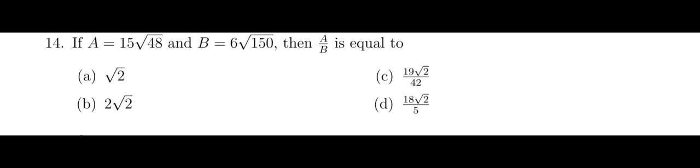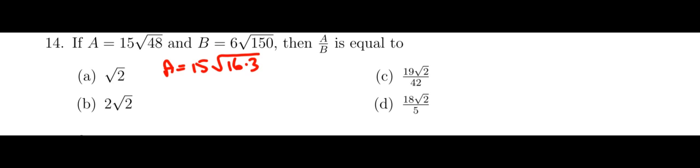So the question says, if A is equal to 15 root 48 and B is equal to 6 root 150, then A over B is equal to what? Okay, well, before I do that, I want to simplify this out a little bit. A is 15 times root 48. Well, 48 is 16 times 3.